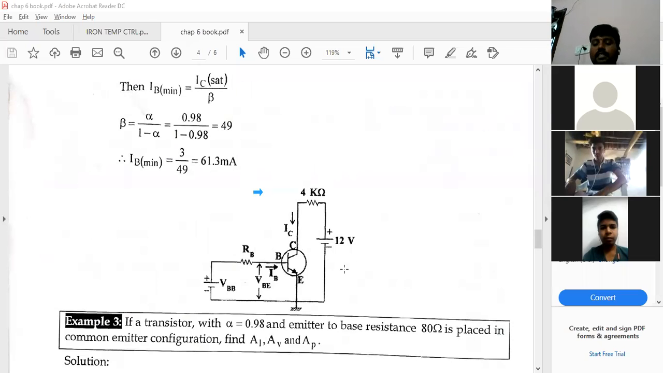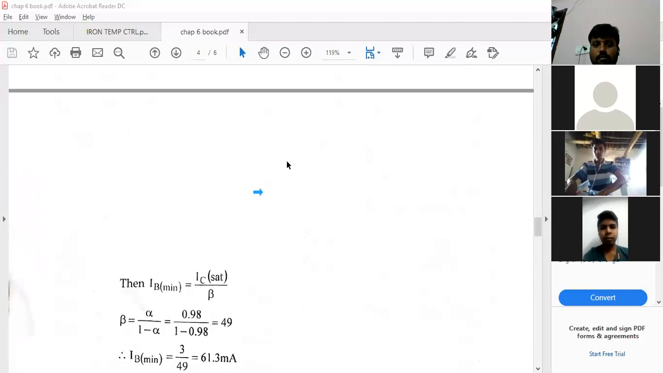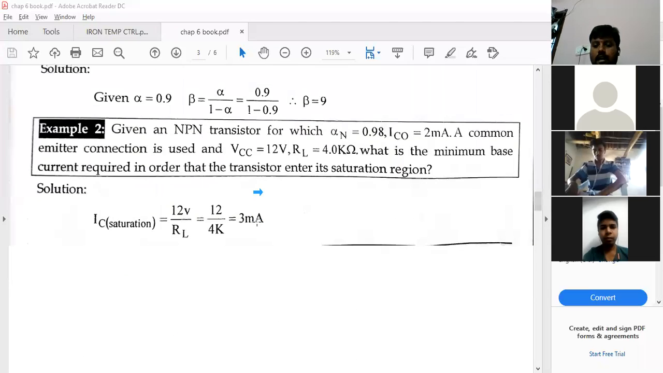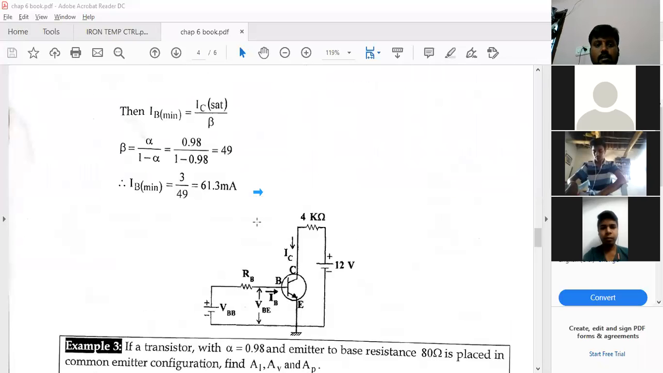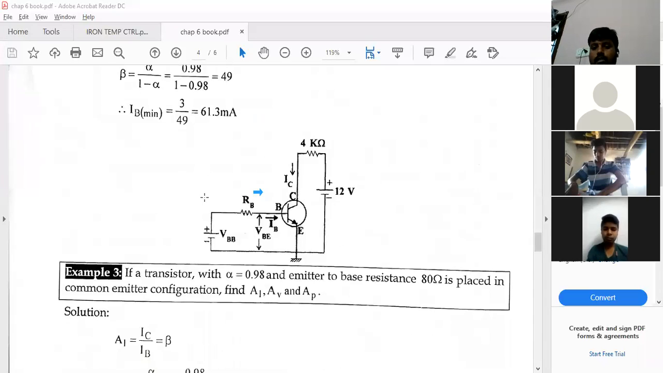Now, IC equals beta times IB. I now have the IC value and the beta value, so I can easily calculate IB. IB equals IC by beta. What is the IC value? We have just calculated it here, 3 milliamps. Now what is the beta value? 49. So 3 by 49, the IB is 61.3 microamps. 61.3 IB value. Okay, so this is the calculation of the IB value.